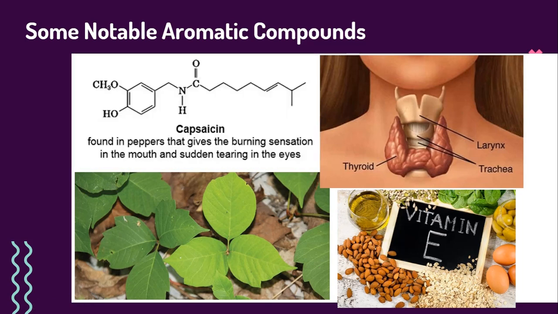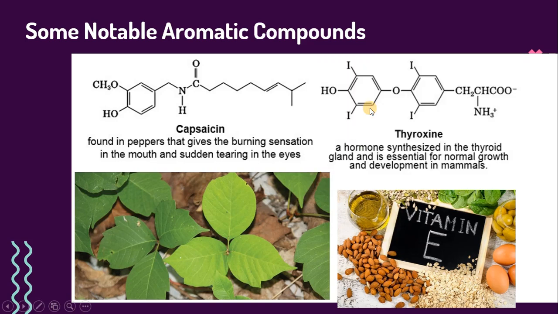Inside this is the compound that makes the peppers and the chili give you a burning sensation when you eat it in your mouth. That compound is called capsaicin. So look, there is a benzene-like ring in the first part, and then there's a tail with other components. We also have the hormone that is produced in our thyroid gland, which is thyroxine.